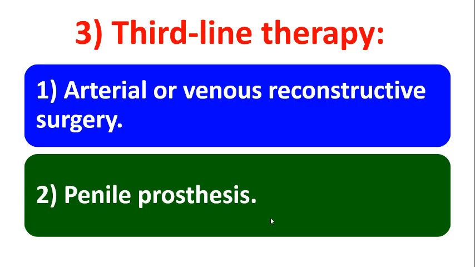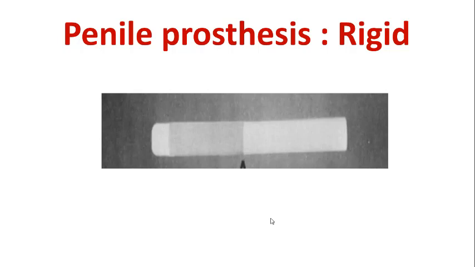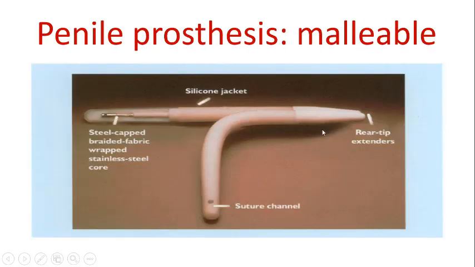The third line therapy includes arterial or venous reconstructive surgery, and includes also penile prosthesis. Penile prosthesis can be classified into 3 types. The first type is rigid penile prosthesis, which is continuously erected, made from silicone. This is no longer used.